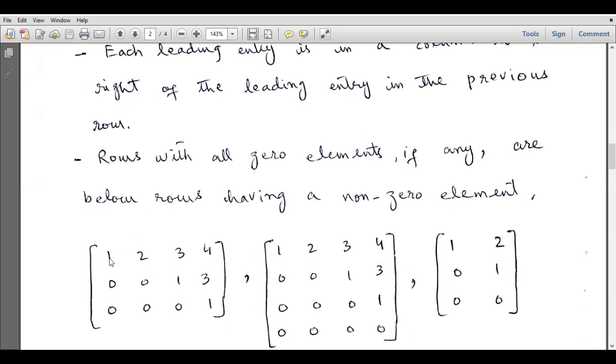We will start from the left hand side and inspect each row. In the first row, the first entry is equal to 1, so this condition is satisfied. In the second row, this is the leading entry and it lies to the right of the leading entry in the first row. So this condition is also satisfied. In the third row, again the leading entry is equal to 1 and it lies to the right of the leading entry in the previous row, which is the second row.